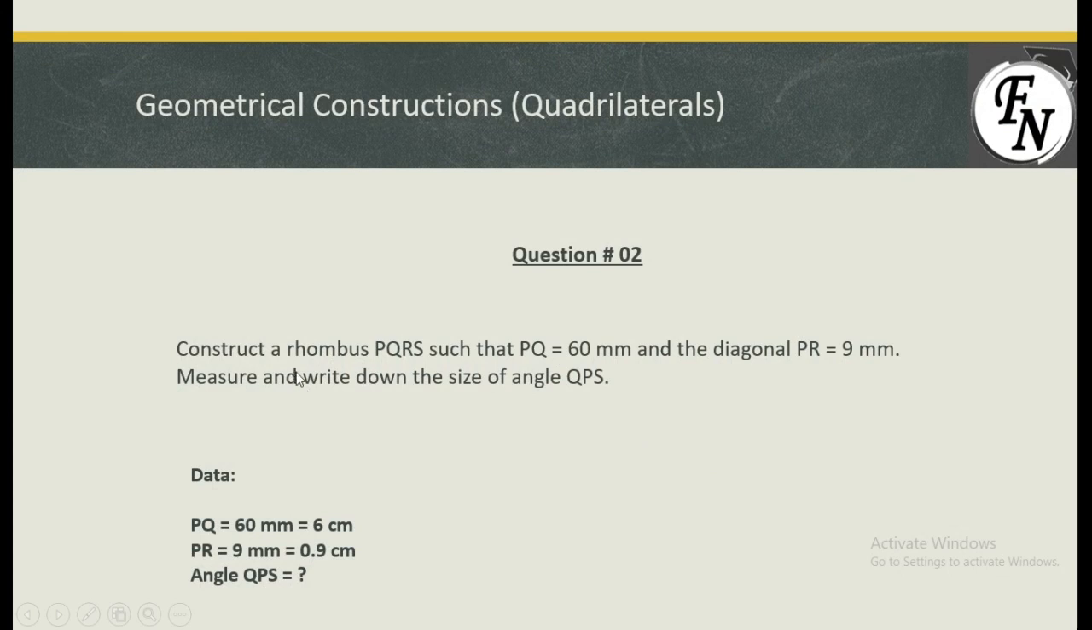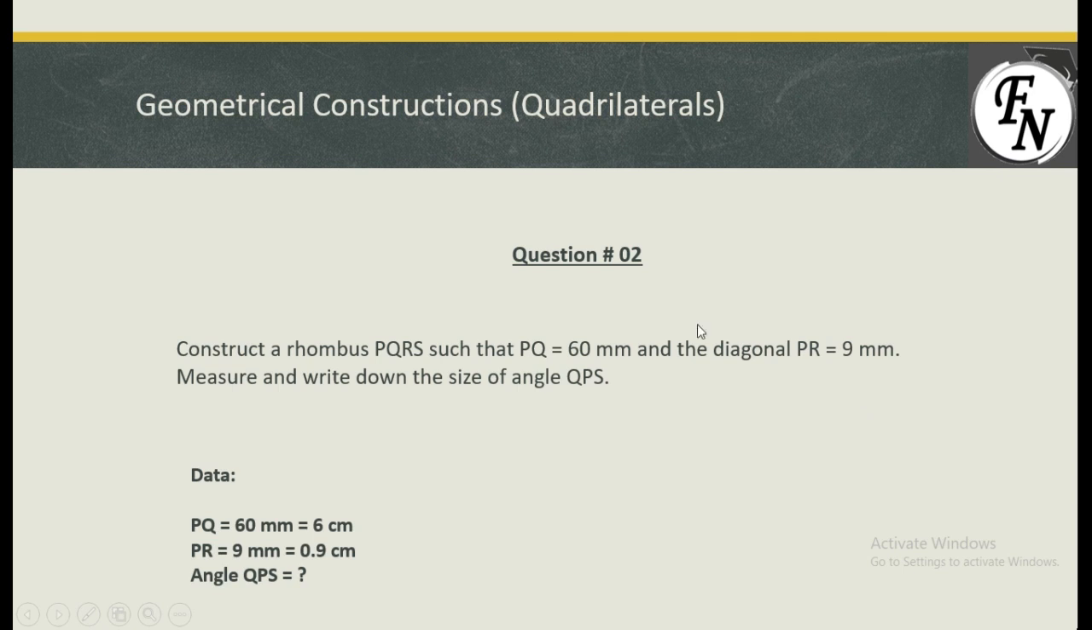So here's the question: construct a rhombus PQRS such that PQ is 60 millimeters and the diagonal PR is 9 millimeters, and we need to measure and write down the size of the angle QPS. So now we have been told that PR is our diagonal, and if it isn't mentioned, we can find it out by making a tentative quadrilateral with four sides and naming it in an arranged order, which I have discussed in the videos as well.